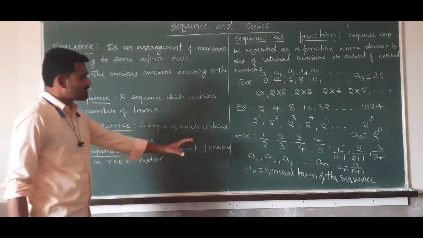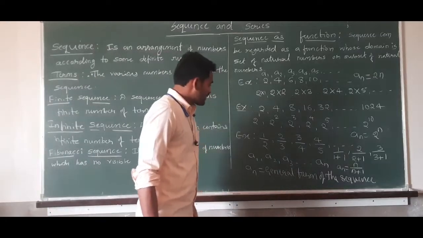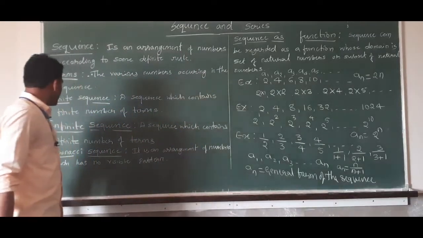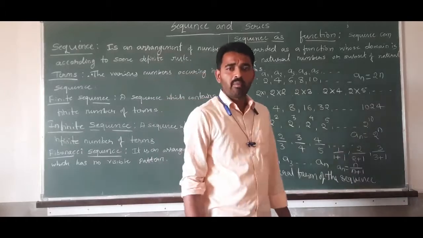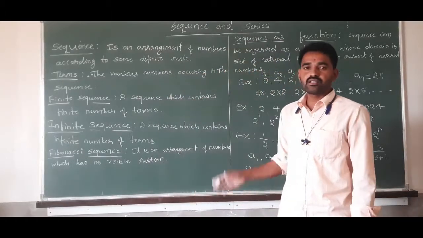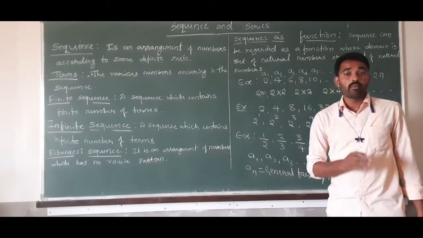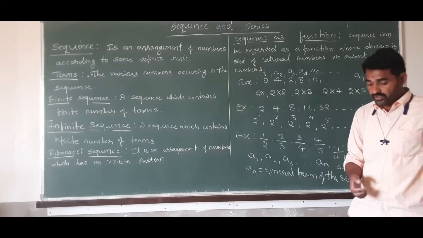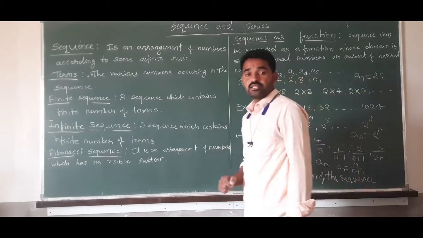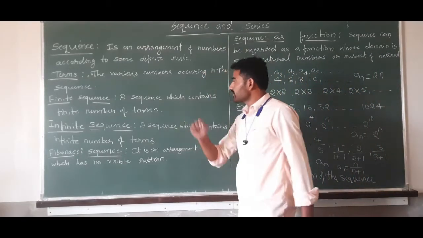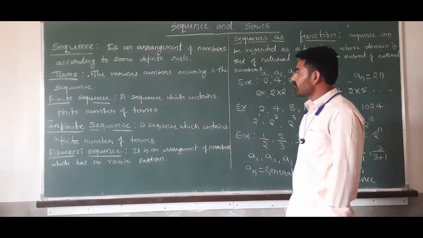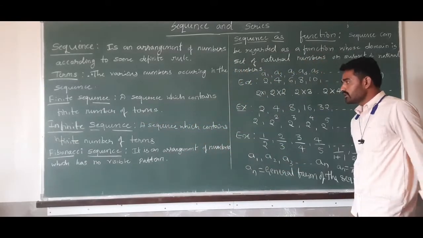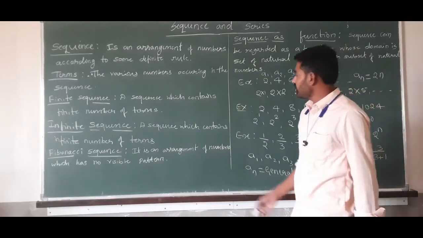In the sequence, there are some types. The first one is a finite sequence. What is a finite sequence? A sequence which contains a finite number of objects or elements is called a finite sequence. A finite sequence is a sequence which contains a finite number of terms.